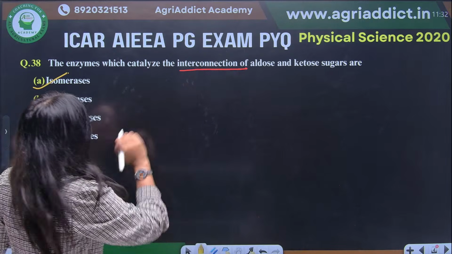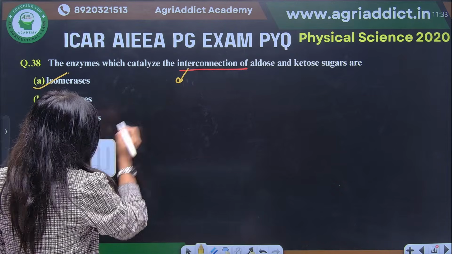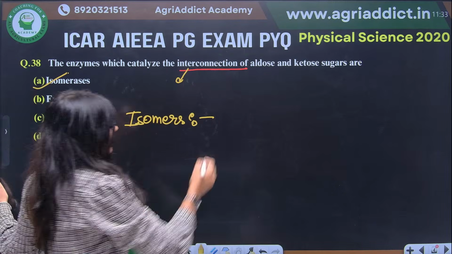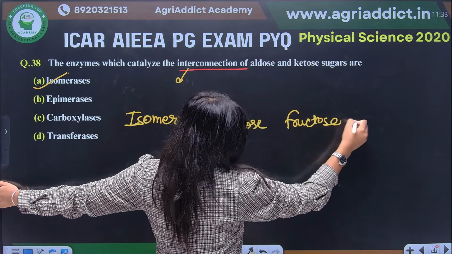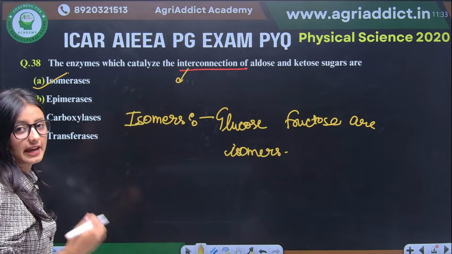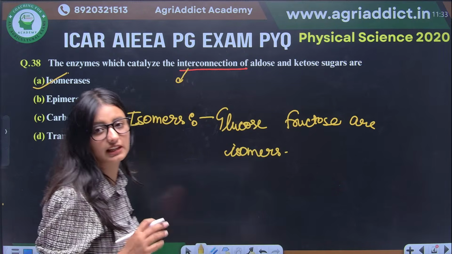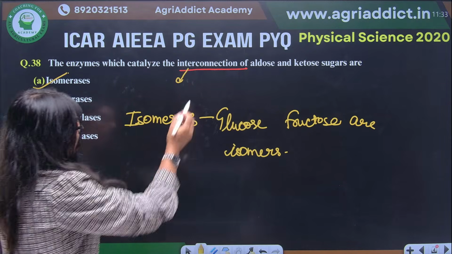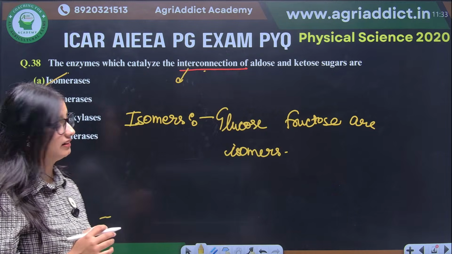So what does it mean? Firstly, we will understand what are isomers. Isomers, like we say glucose and fructose are isomers. They have the same chemical formula, but the arrangement of their atoms is different. That's why they are called isomers. So isomerase is the enzyme that is responsible for the interconversion of aldose and ketose sugars. Is it clear?